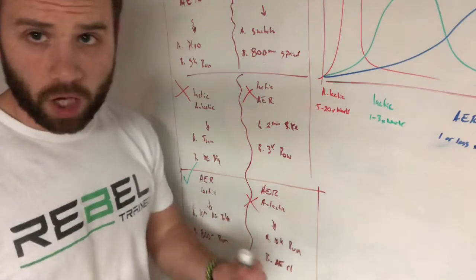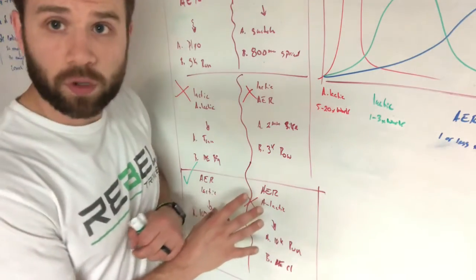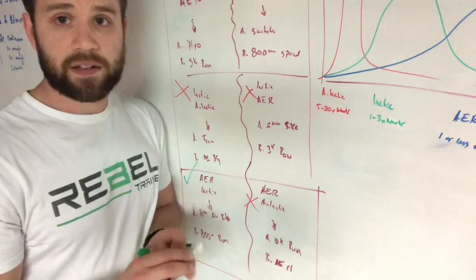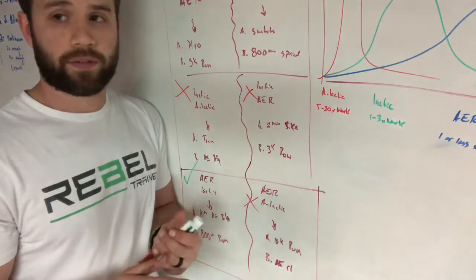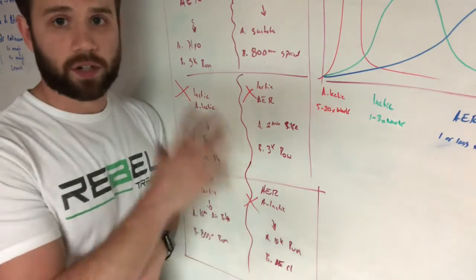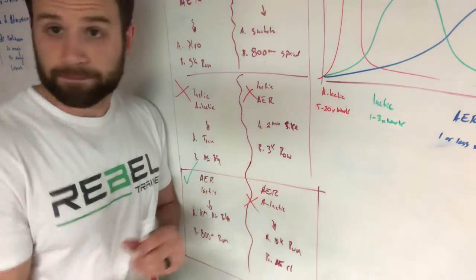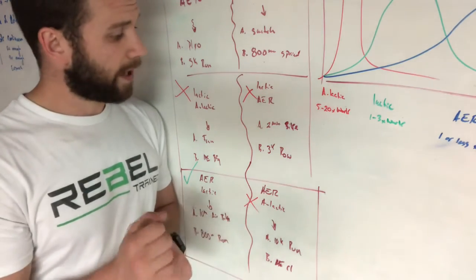Now, understand that this looks different if we're working with a CrossFitter. This looks different if we're working with a track athlete, a powerlifter, and so forth. Some of these guys will avoid certain energy systems almost altogether. That's just the way it is.